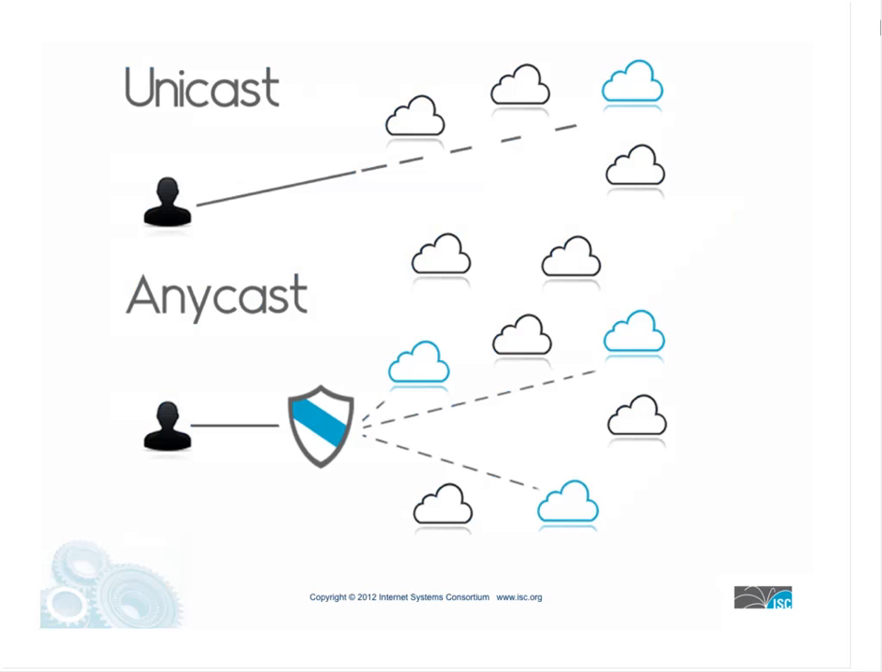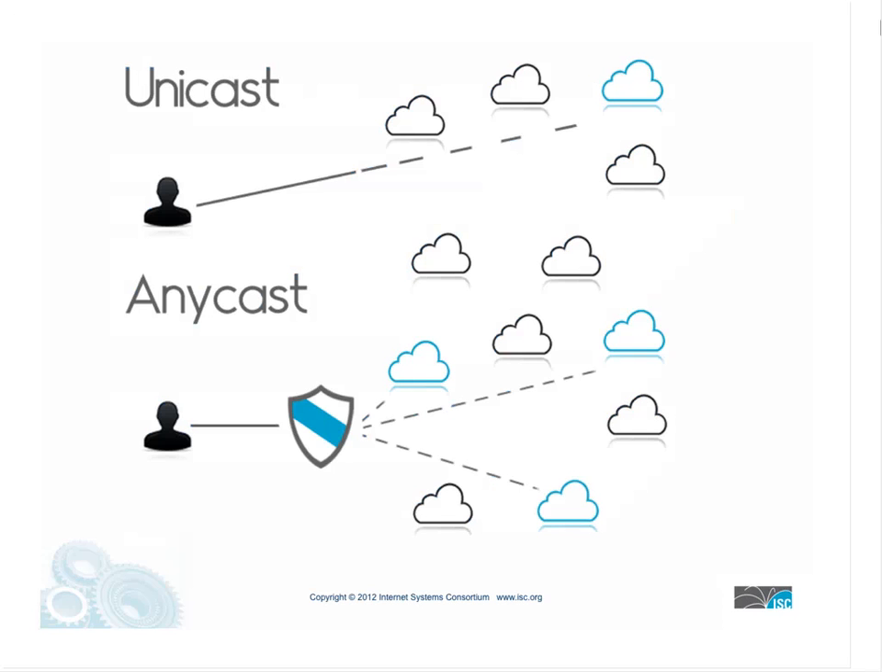So, to try to explain this, I've got this slide here. Now, in a traditional Unicast setup, the IP address of the DNS server, say in this case 10.0.0.1, would go to one server location. Now, it could be in the US, it could be in Europe, it could be in Asia, but it's a single server. It's a one-to-one connection.